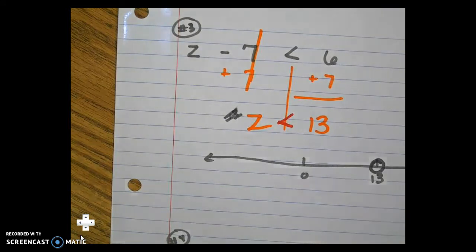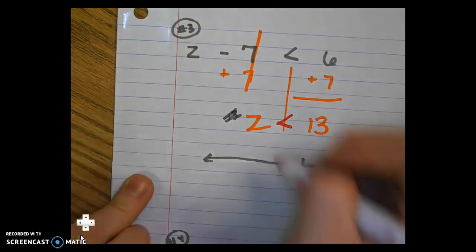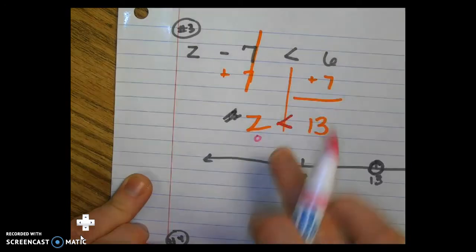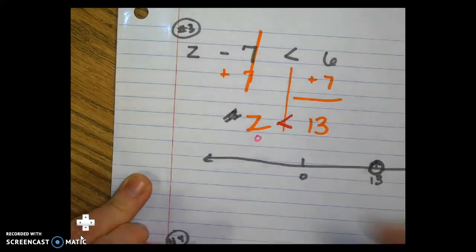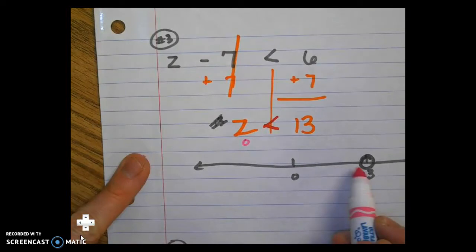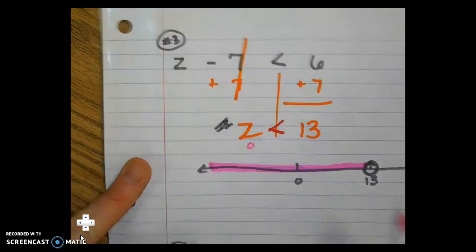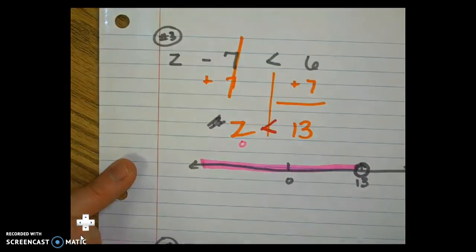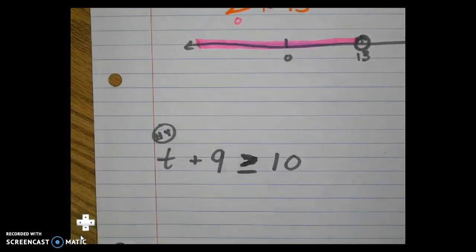Now, like I said, what I do with my classes is I take this 0 and I put it right here. Is 0 less than 13? Would you rather eat the 13 over the 0? Yes. So that means you shade in that side. Okay? Now I'm going to skip straight to the last one so we can get this over with.